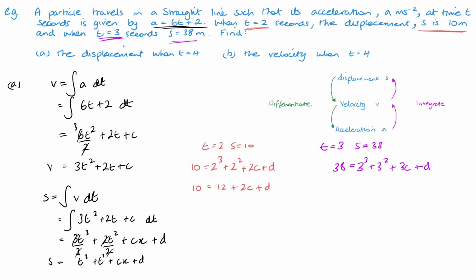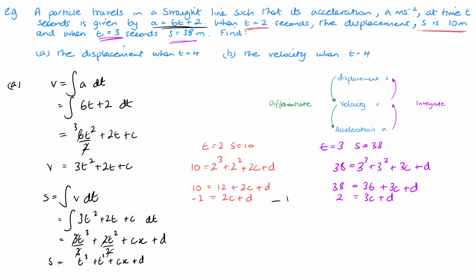I would just put the minus 12, 2c plus d. It's the kind of form that you're used to seeing, an x term, a y term, equaling a constant. It also enables you to use the simultaneous function in your calculator so that you can check your answer. And I'll do the same on the other side.